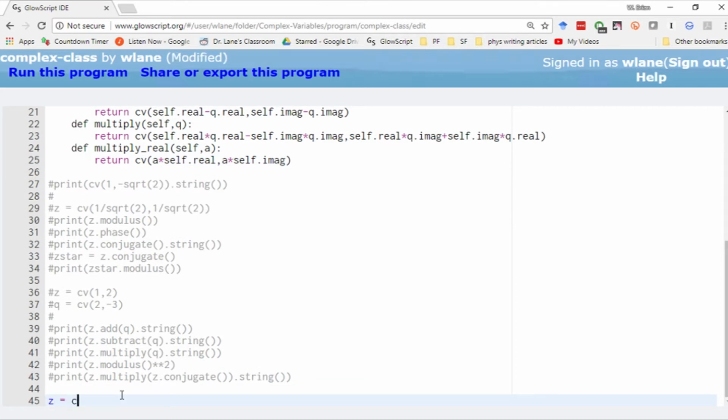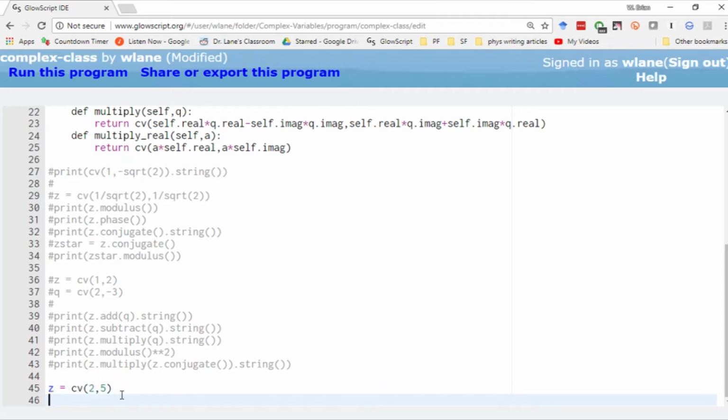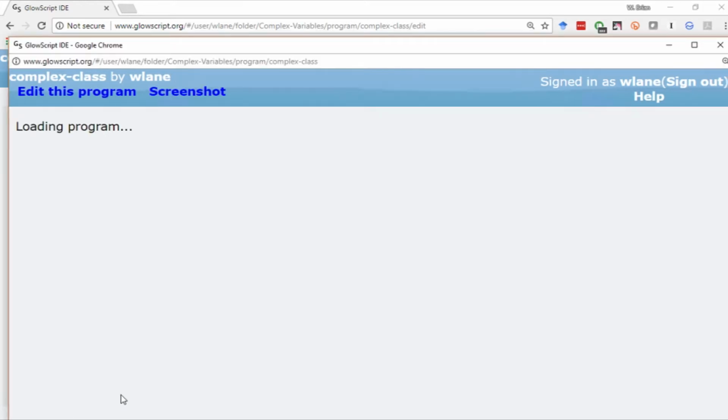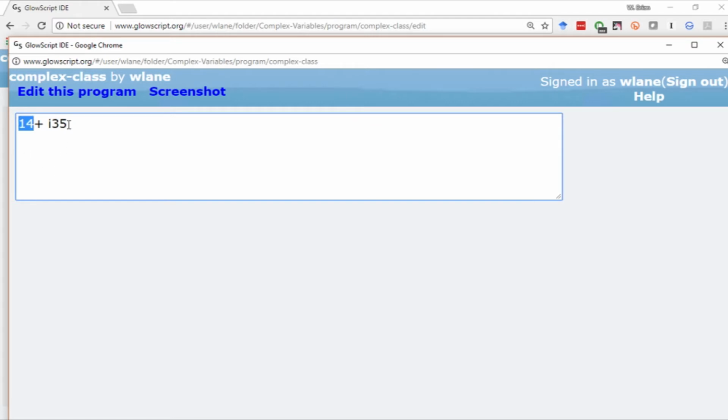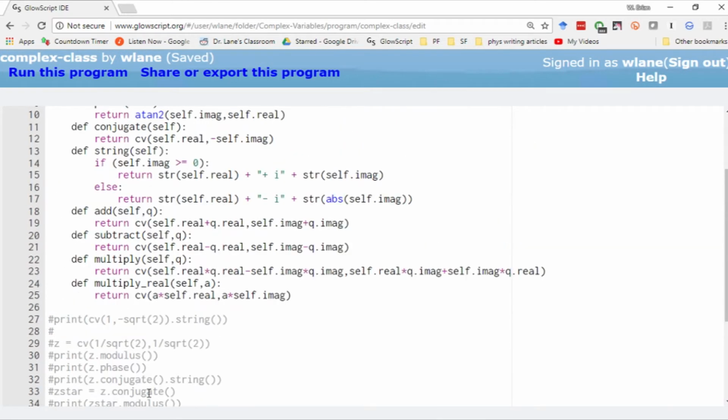Let's suppose we made z a complex value of 2 and 5. And let's suppose we wanted to multiply it, z.multiply, by a real number. Let's multiply it by 7. Now I need to print string here so that it gives me something I can actually read. And lo and behold, I get 2 times 7 gives me 14, and 5 times 7 gives me 35. So that works out the way I would expect.